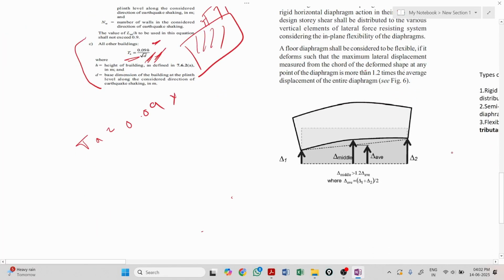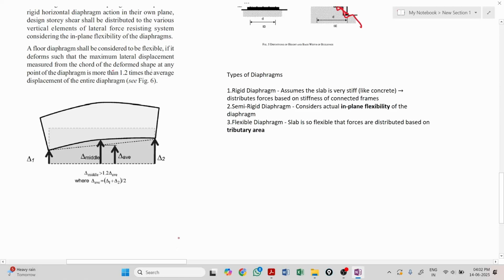Diaphragm is something. For that, you need to understand three kinds of diaphragms: rigid, semi-rigid, and flexible. So rigid is something like, imagine this is a frame structure and the load is acting. There will be small deformation.